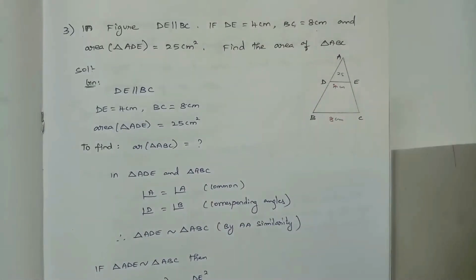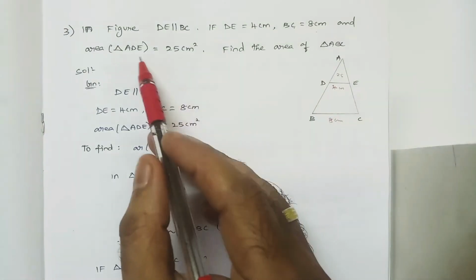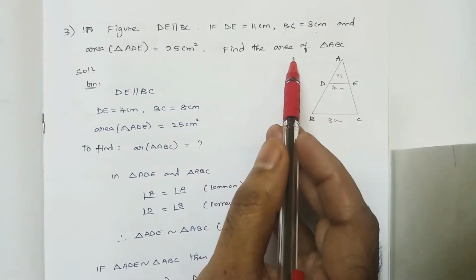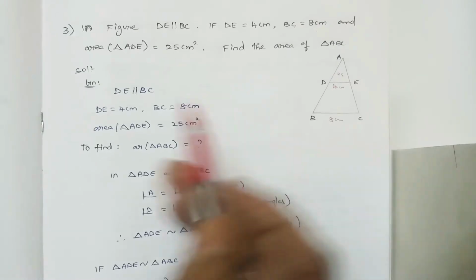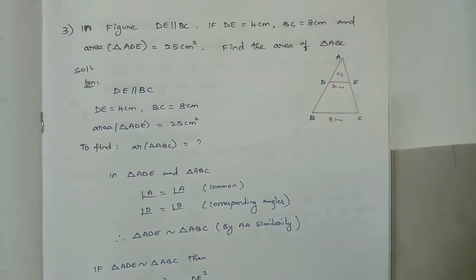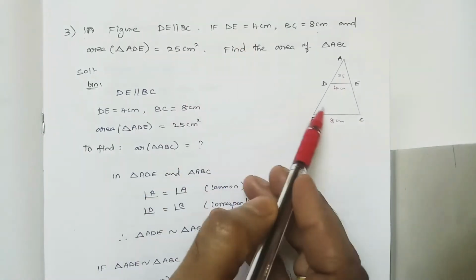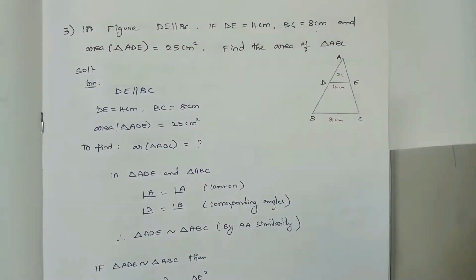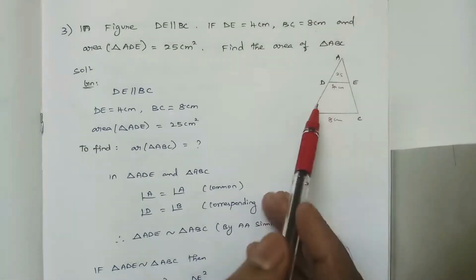Actually they have given the area and asked you to find the area of a triangle. Area of a triangle means the third concept. In the third concept, we have only one statement, and that is nothing but the area of similar triangles theorem. By using the statement, we can find whatever they are asking. But here they didn't give that these two triangles are similar.